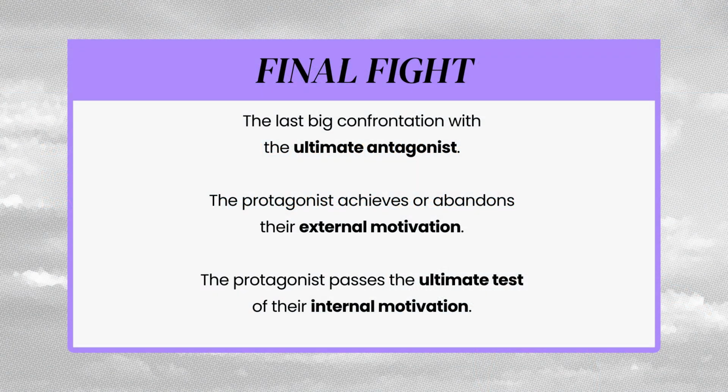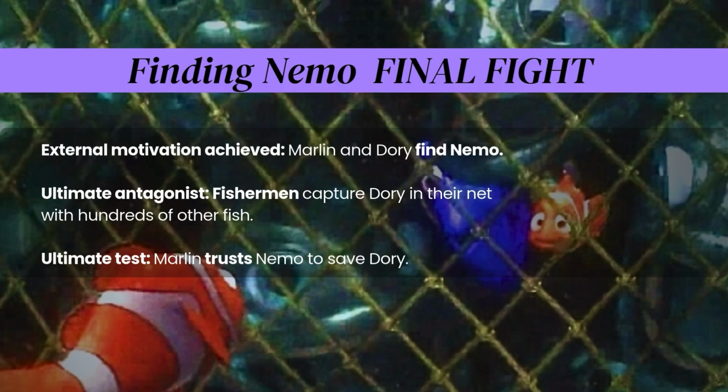Then we head towards our final fight. This is the last big confrontation with an ultimate antagonist. And this is when our protagonist either achieves or abandons their external motivation. The protagonist also passes the ultimate test of their internal motivation during the final fight. Marlin and Dory find Nemo. The ultimate antagonists are humans, the fishermen. They capture Dory in their net with hundreds of other fish. And the ultimate test is when Marlin trusts Nemo to go into the net and save Dory.